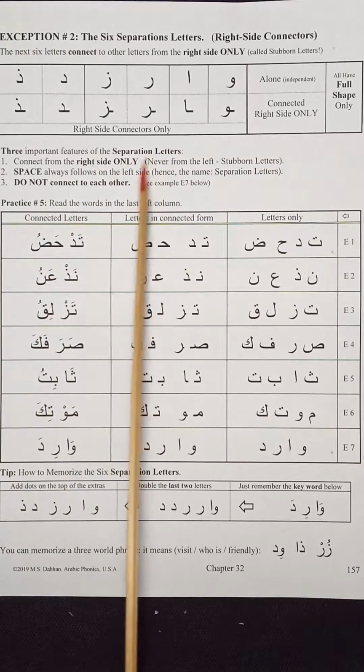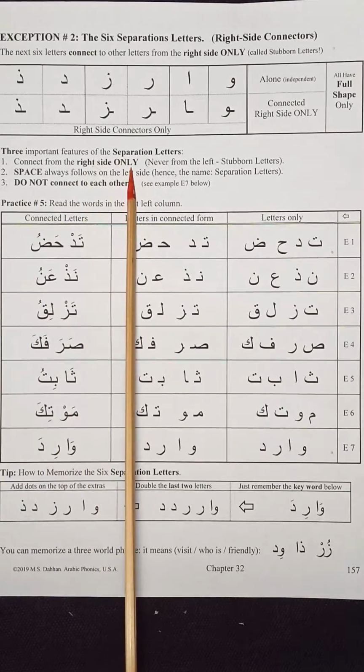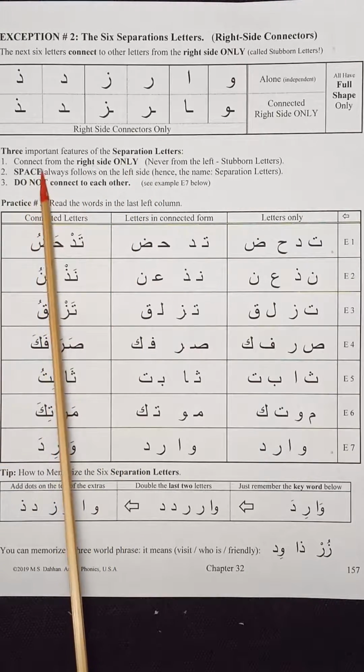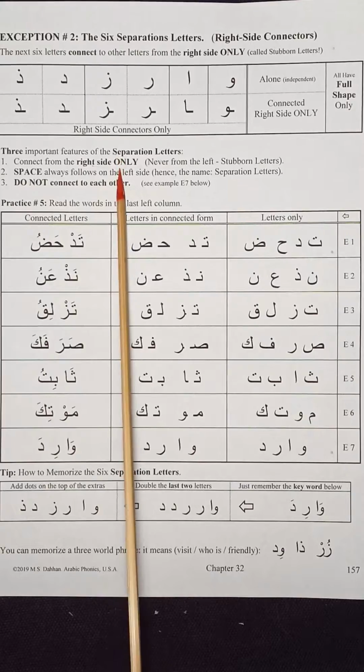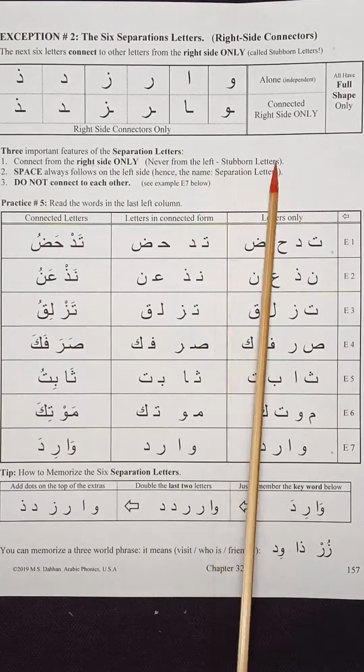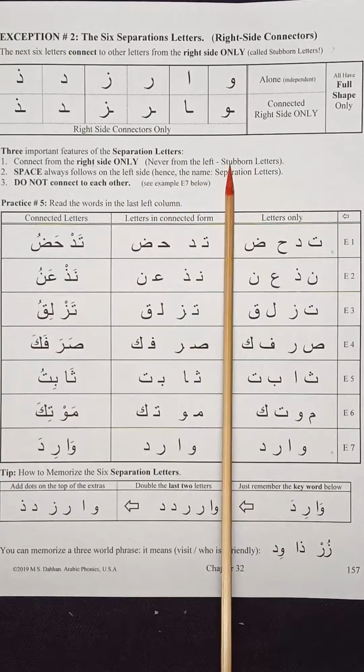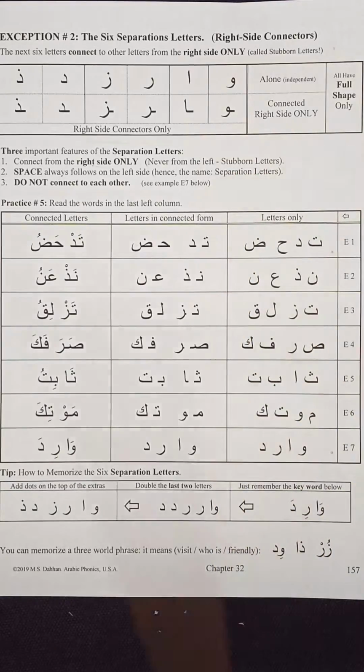They hate each other, right? They connect from the right side. Their space always comes after them, meaning they never connect from the left side. Somebody called them stubborn letters.